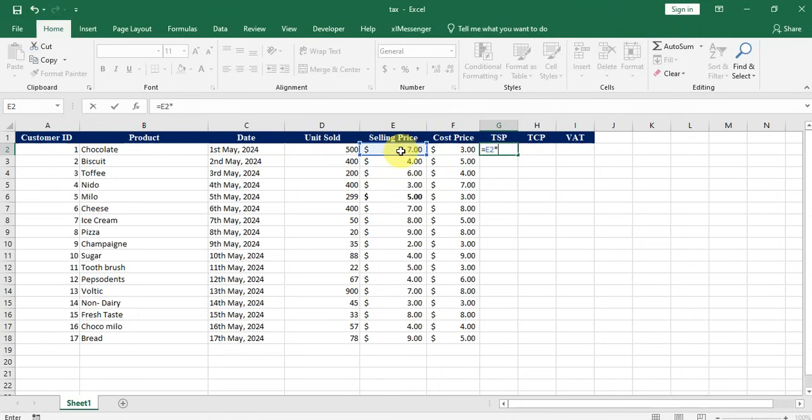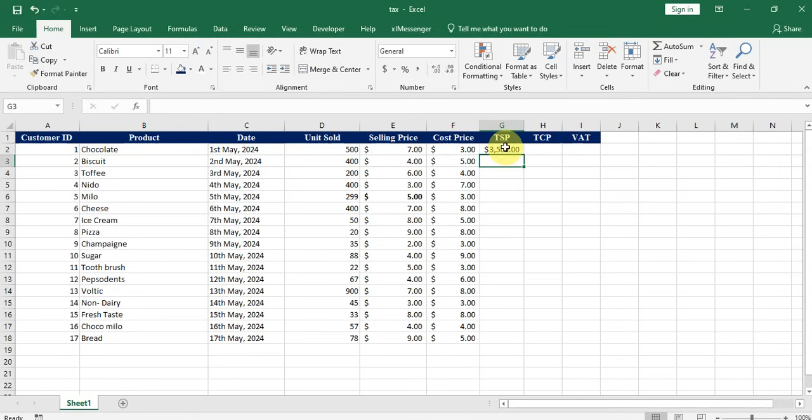So it will be the selling price, which is 7 here, and when you bring that symbol, you select the units sold here. Let me take it again. We are calculating the total selling price, so it will be 7 here multiplied by the units sold here. When you are done, you click enter. Now the total amount we were able to sell the chocolate for was 3,500.